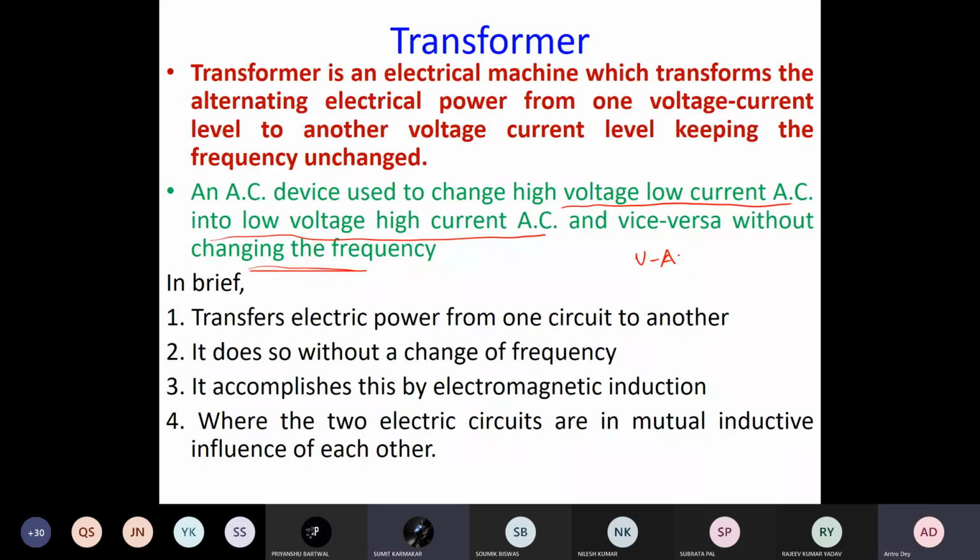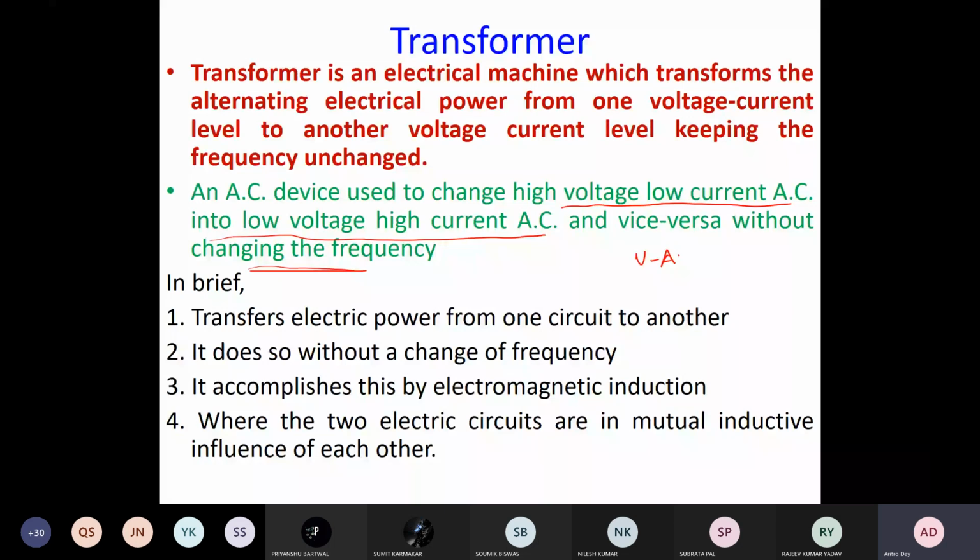If your VA is constant, the current will decrease. So if the current is decreasing when you transmit at a very high voltage, what will happen to the losses? If your current is less, then your I square R will be less, right? So the transmission loss will be reduced. That's why we prefer to transmit at a higher voltage.